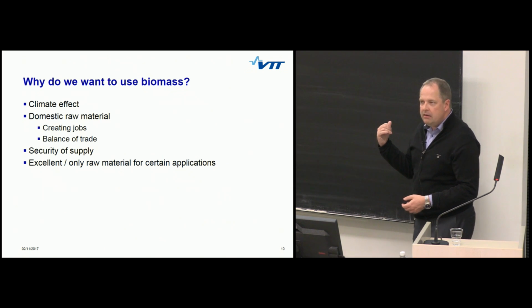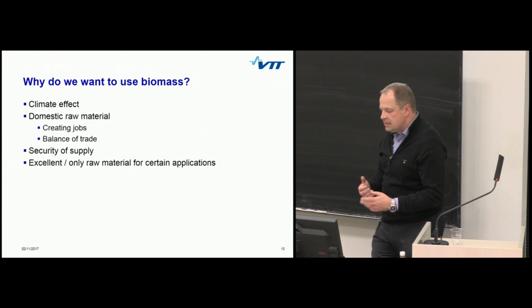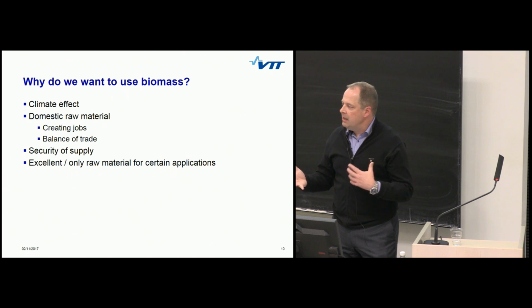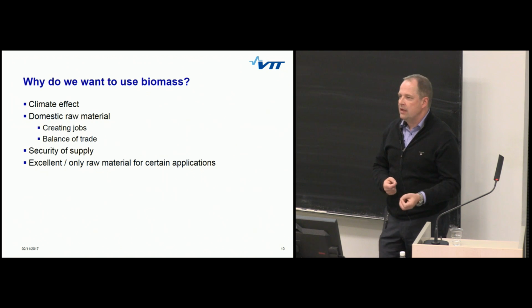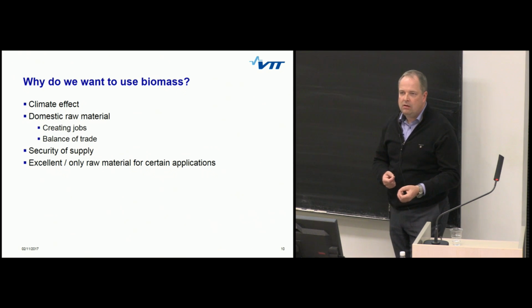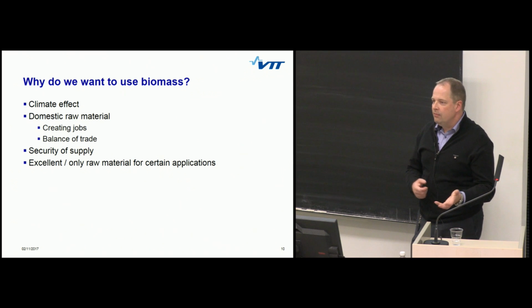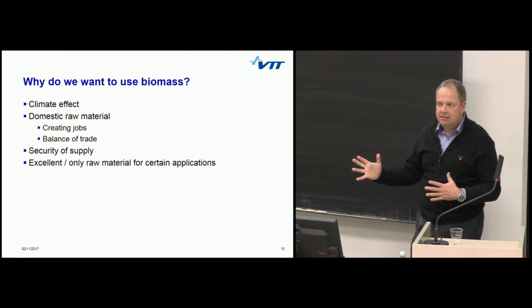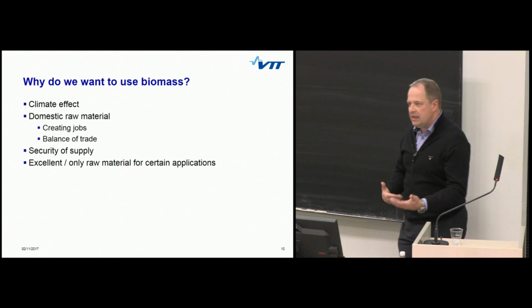The security of supply, it's domestic, and something that is not very often discussed, that biomass and biomaterials are, in some cases, really excellent materials for certain applications. For example, for construction. Some of the oldest surviving buildings in the world are made of wood. And those are in places which have frequent earthquakes. Only the wooden structures have been able to withstand the earthquakes because wood is flexible. And if you keep it dry, it's more or less eternal.